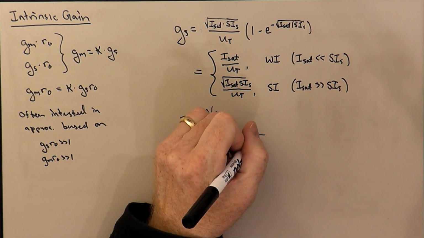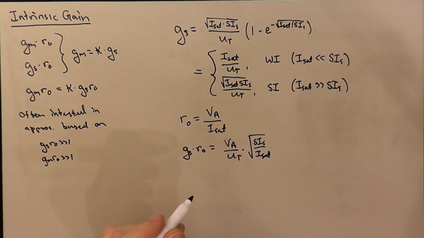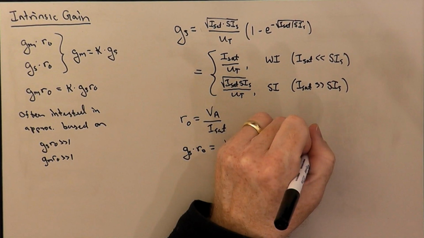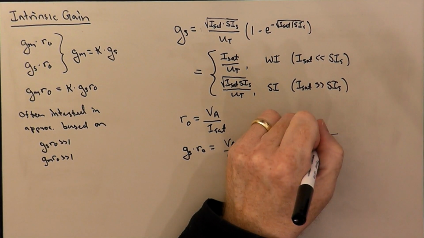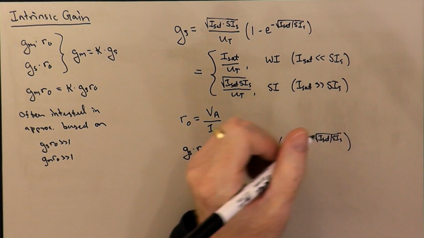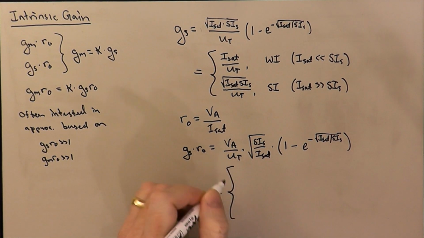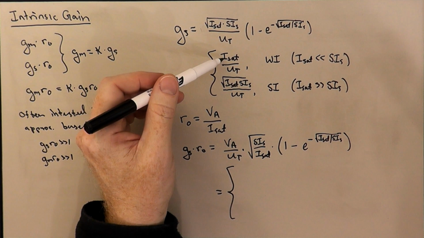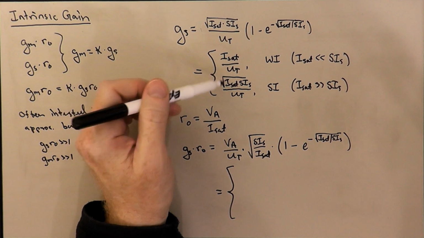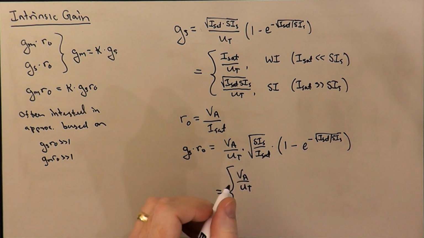of SIS over I sat out front times this factor 1 minus e to the minus square root of I sat over SIS. And the weak and strong inversion asymptotic limits will be, well, if we take the weak inversion limit for GS and multiply it by RO, the I sats cancel. And so we just get VA over UT in weak inversion.